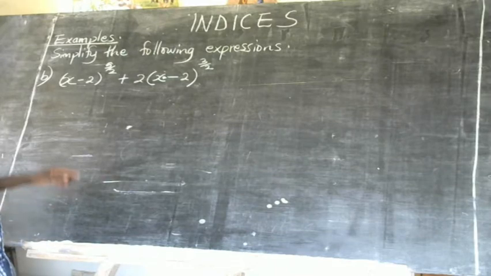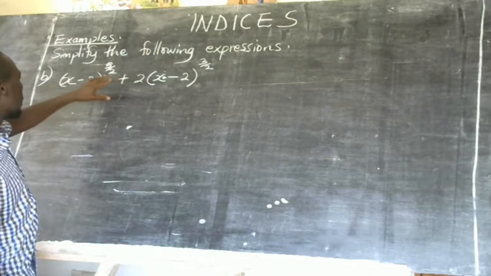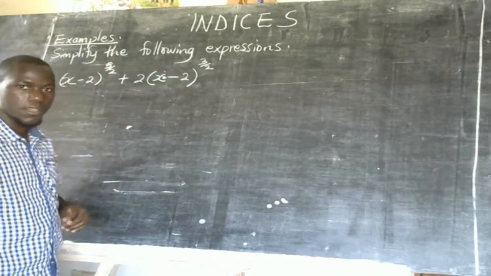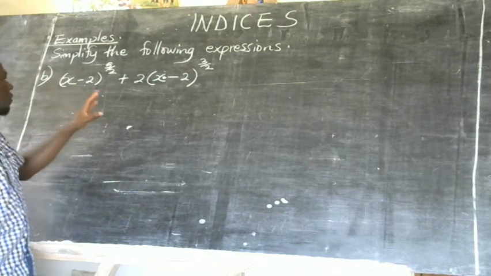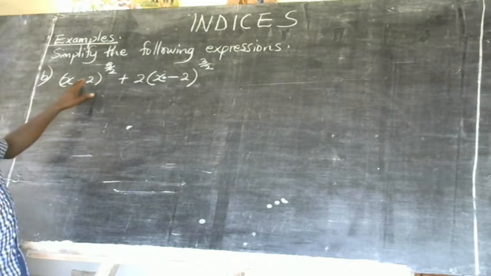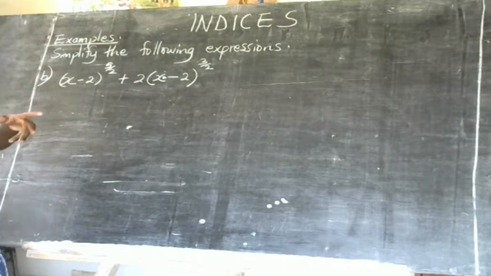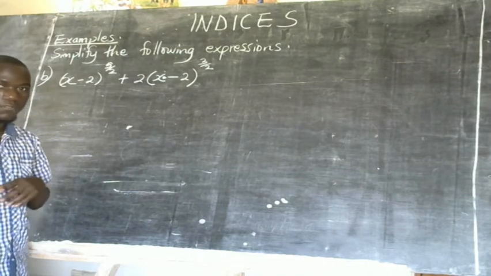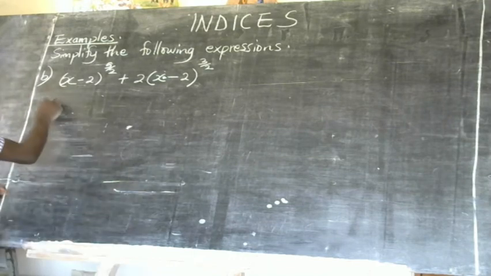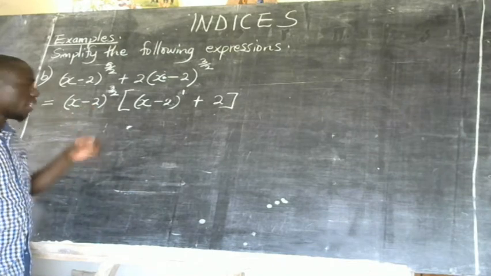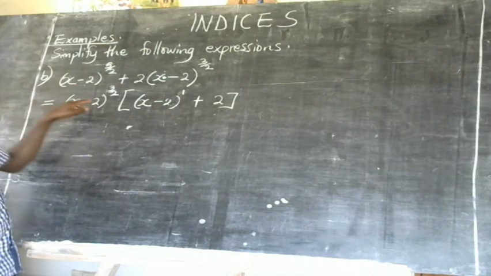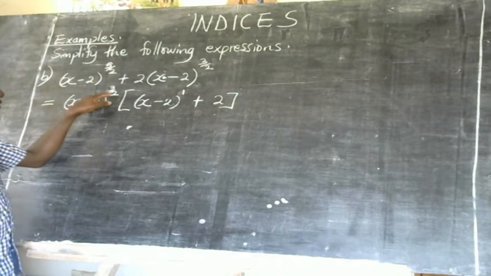Part B, here I'm having a bracket raised to a power and the same bracket raised to a power there. So I can first factorize out, because this bracket raised to some power, it is common, or I can get a multiplying factor both in the numerator and in the denominator. Now, when I factorize out the common figure there, which is x minus 2 raised to 3 all over 2.